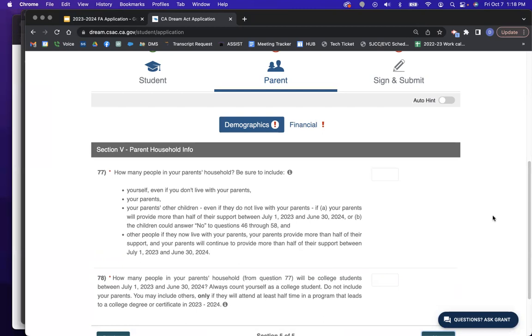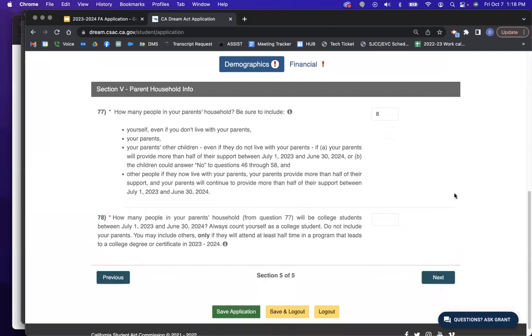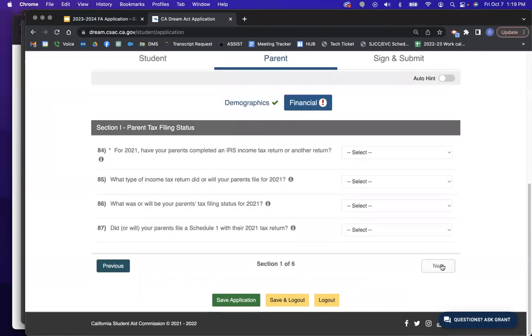So what I do is I count myself, both of my parents, I had 5 siblings, so there were 7 of us, and then my cousin came to live with us at some point. So then there were 8 people in my family. And then it's going to ask how many of these people in your family are going to be college students. Do not include your parents. If your parents are going to college, they will not count. But I'm going to put 2 because it was me and my sister going to college.